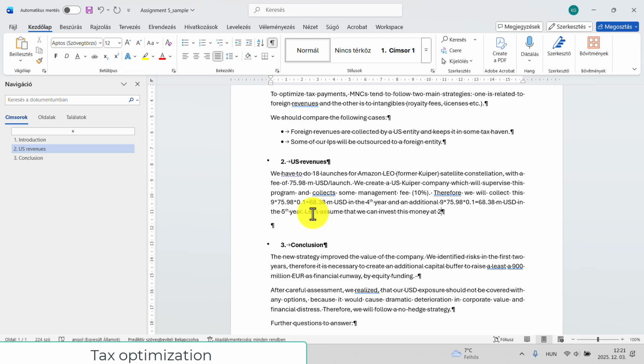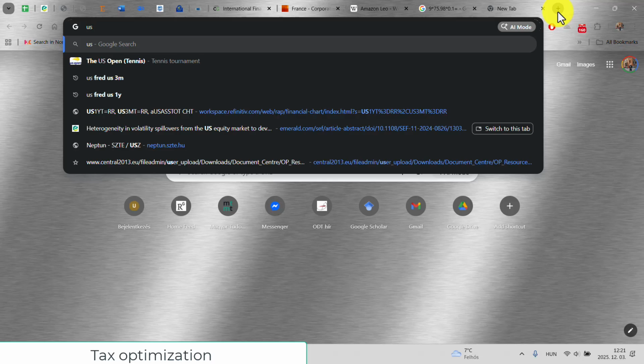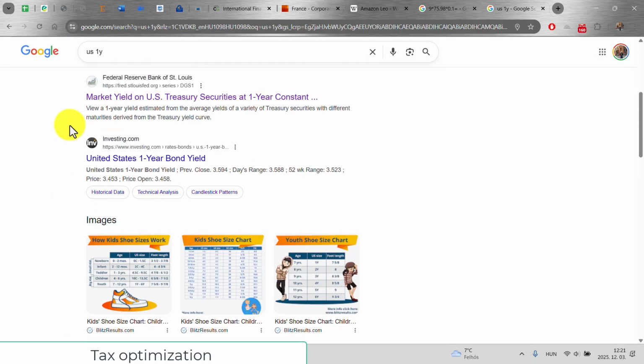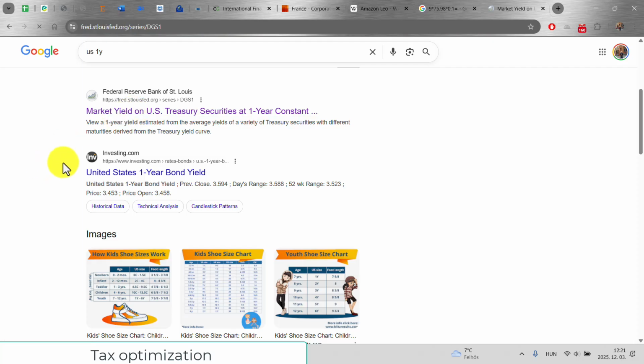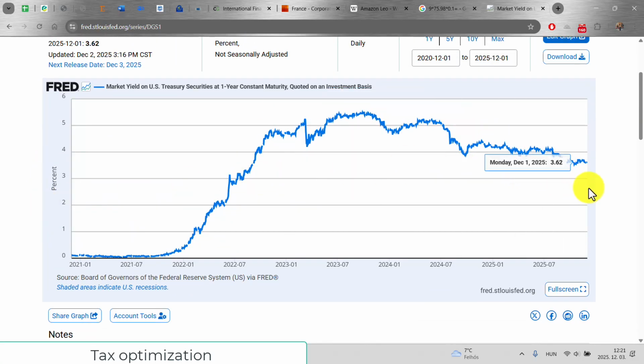So right now, interest rates in the US for 1 year are in the range of 3.6%. So let's assume that we got all the money at the beginning of the year, so at least we can earn some money.